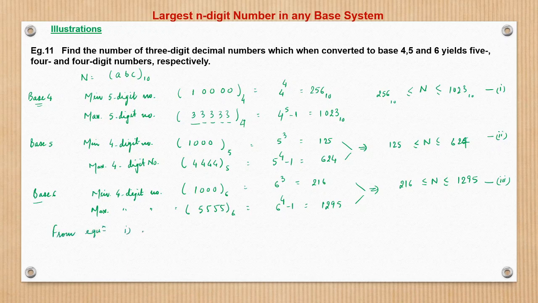from equation 1, 2 and 3, we can write, from these three equations, what is the common among all the three equations? 256 to 1023, 125 to 624, and 216 to 1295. So the common from these three is, we can write, n lies between 256 to 624, right? This range satisfies all the three equations.